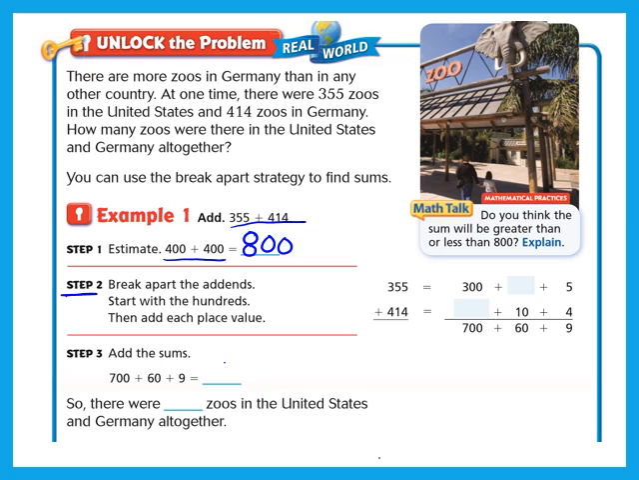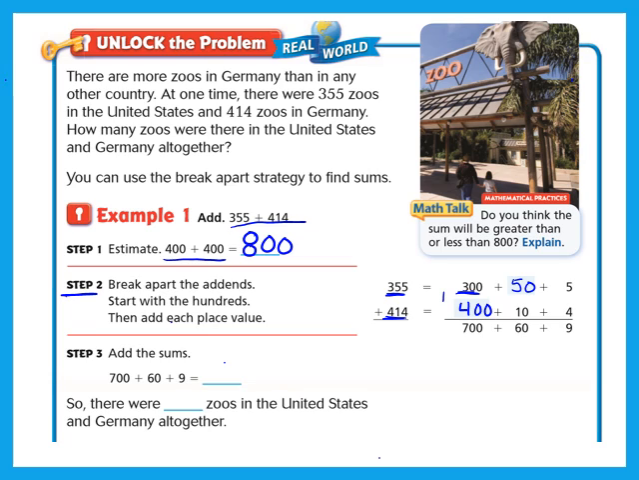Step 2 says break apart the add-ins. Start with the hundreds, then add each place value. So I'm going to break apart each of my add-ins, like 355, into place value. So I have 300 plus 50 plus 5. When I break apart 414, I have 400. Then I have 10 because there's a 1 in the tens place, and 4 because there's a 4 in the ones place.